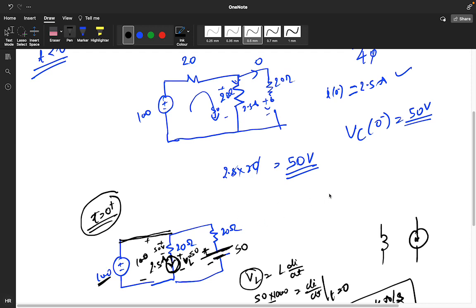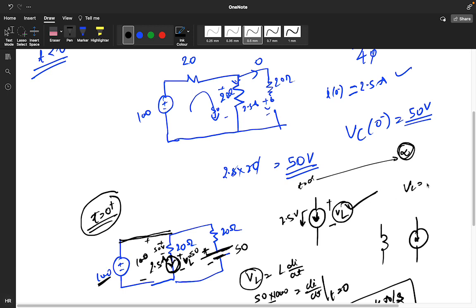So what does that mean? The inductor can be replaced by a current source, because we are talking about t equals 0 plus, not infinity. At t equals 0 plus it will have a current of 2.5 ampere. I'm taking a positive-negative voltage, that is VL. To find this VL value, we use the relation VL equals L di by dt, and they asked to find the rate of change of the current at t equals 0 plus.